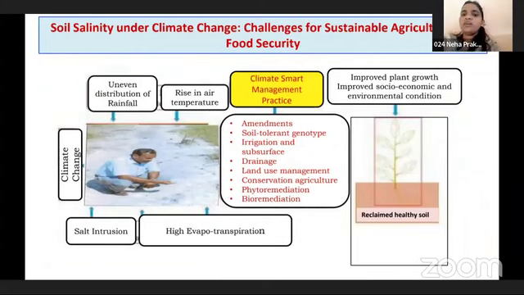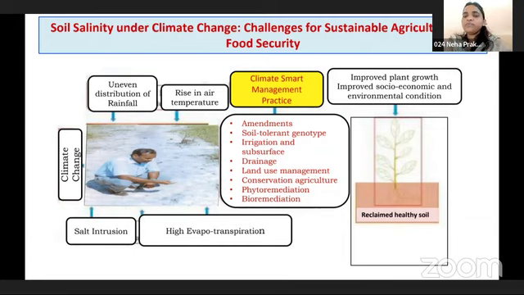Now moving to the important aspect of land degradation, that is soil salinity. There are many factors which lead to soil salinity, such as climate change. In a high temperature area, there is high evapotranspiration, which leads to the accumulation of salt on the upper surface. Uneven distribution of rainfall, as well as a rise in air temperature, leads to the accumulation of salt in the upper layer of the soil, that is soil salinity. And there are many difficulties to grow crops in that area also.